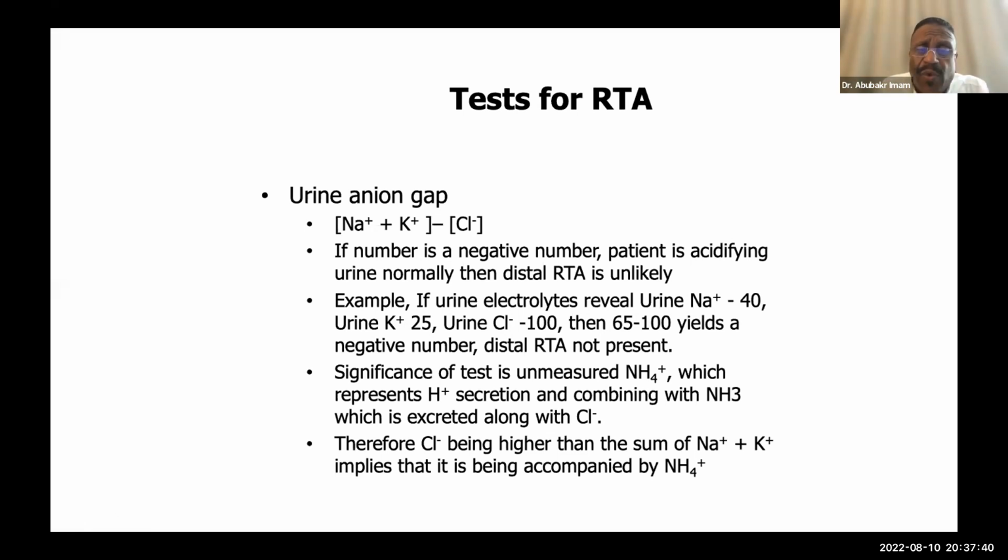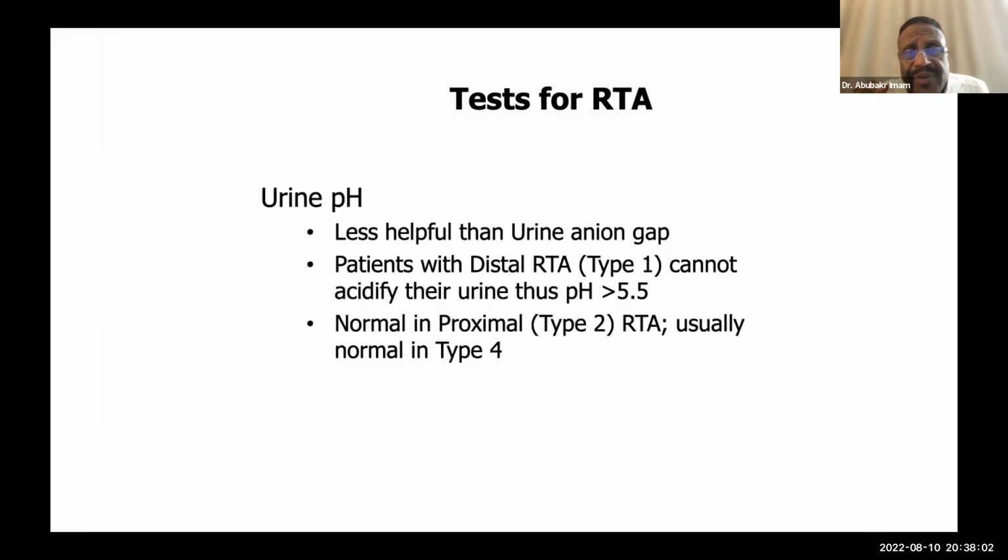We don't have a way to test the unmeasured ammonium, and there are a lot of tests that in clinical practice are not applicable. Therefore, we go through the back door to measure the urine electrolytes in a very simple way. It does not require any further testing. Any lab can help with that.